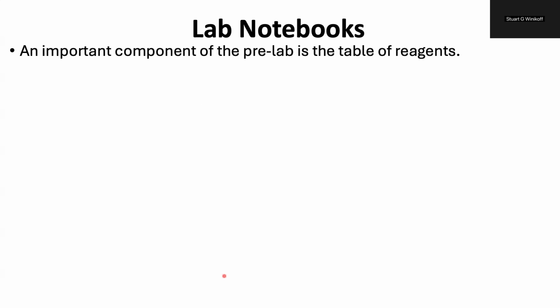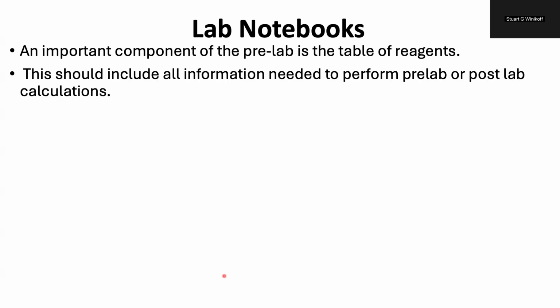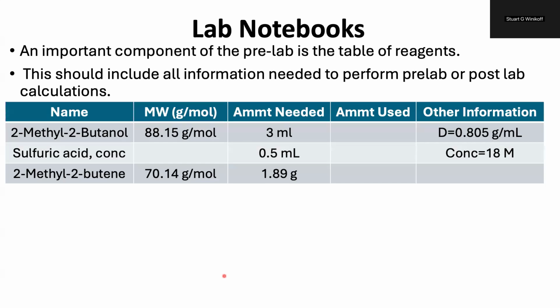Now, another important part of that pre-lab is the table of reagents. This should include all the information you need to perform any pre-lab or post-lab calculations. So for example, for an example lab from your lab manual, we're trying to convert 2-methyl-2-butanol into 2-methylbutane. Some pieces of information I'm going to need are the molecular weights and the amounts that I need. One of the things to note is I listed the molecular weights of my 2-methylbutanol and my 2-methylbutene.